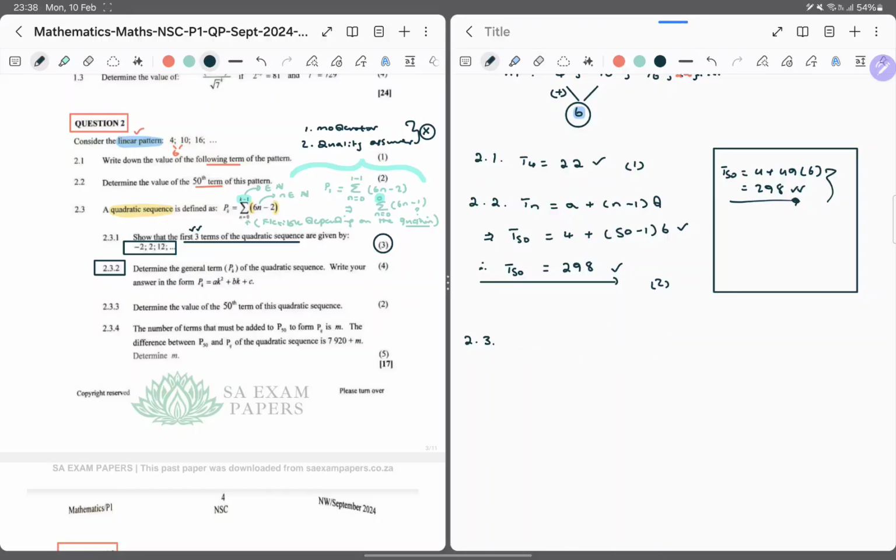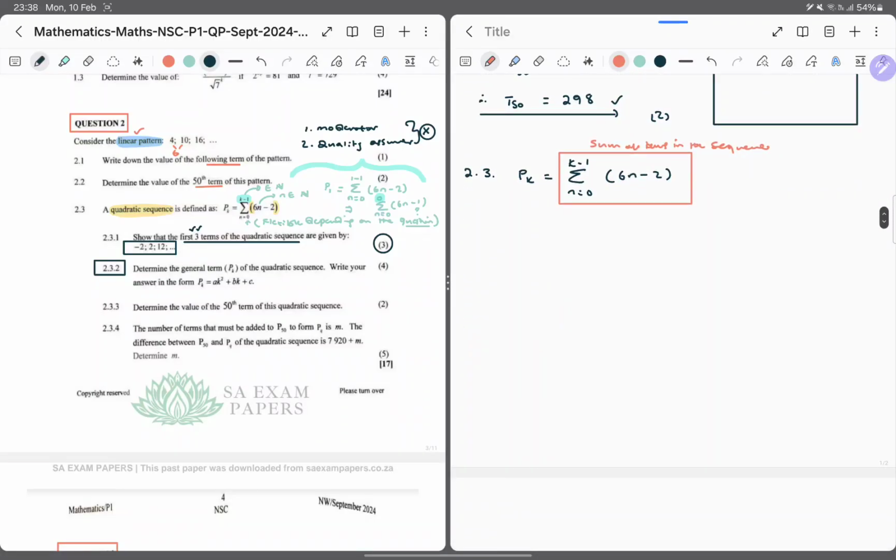We know that for 2.3 we were told that P sub k here is the sigma of 6(k minus 1) minus 2, starting from 0. Now guys, here's what I know. This whole thing is a sum. It's the sum of all the terms in the sequence. Right? So how do we deal with this? We do it as such.